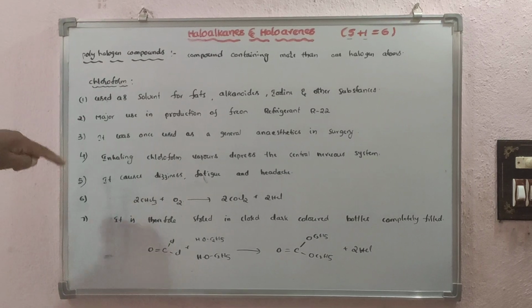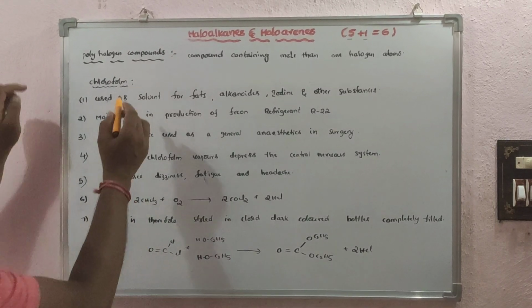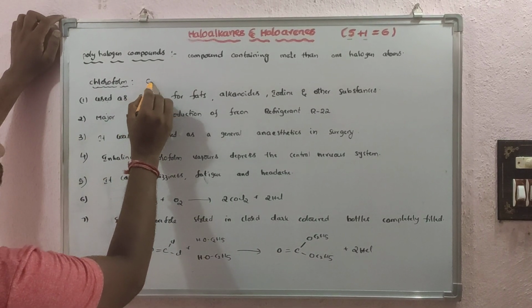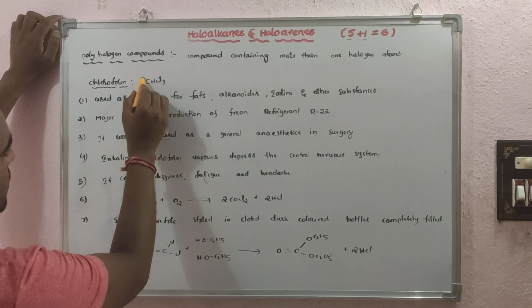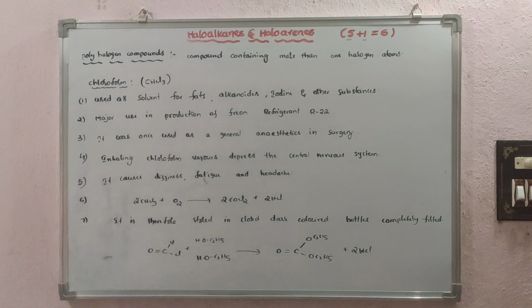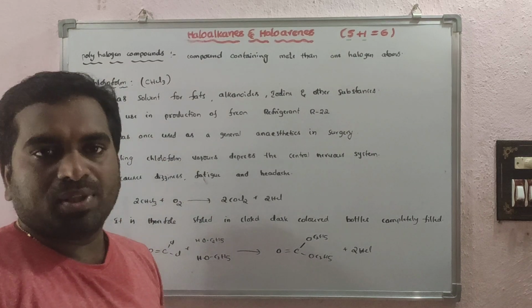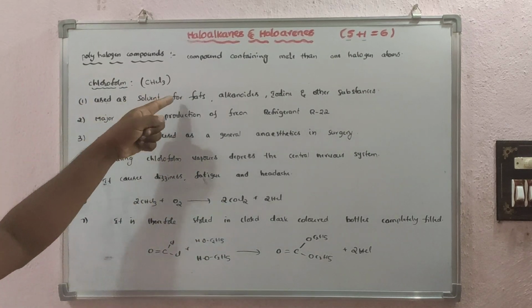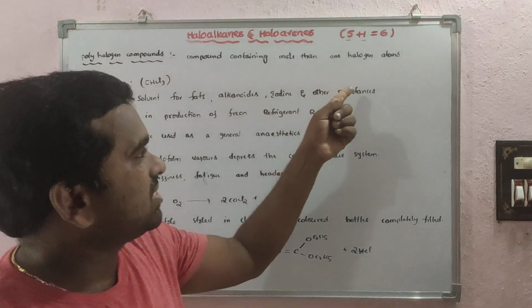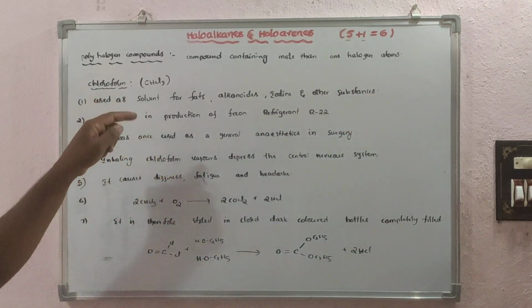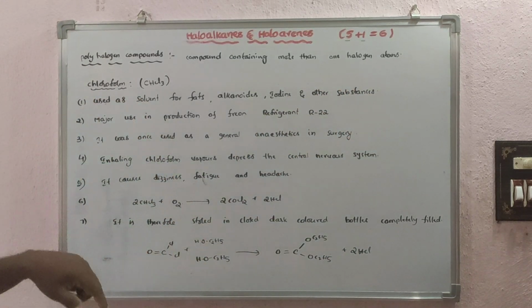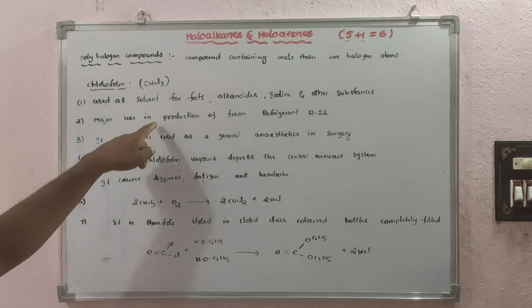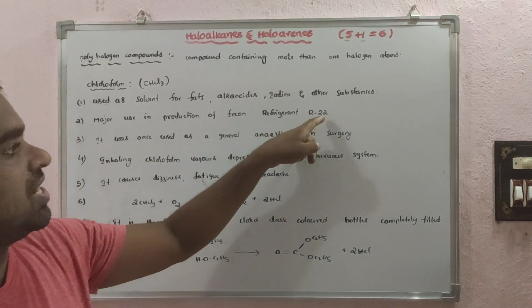The next polyhalogen compound is chloroform. Previously we have already discussed the formula of chloroform. What is the formula here? CHCl3. This is chloroform. Like dichloromethane, chloroform is also used as a solvent for fats, alkaloids, and other substances. Clear? A major use is in the production of Freon refrigerant R22.